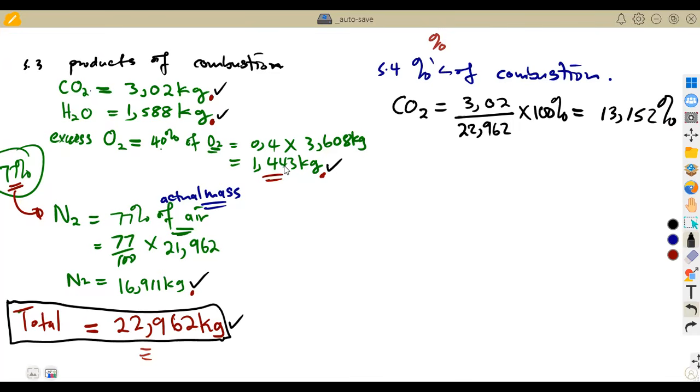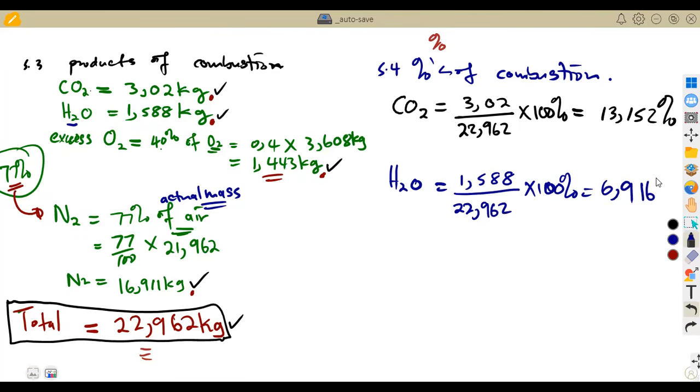So that is going to be 0.152%. We do the same thing for water in this case. So water, according to this part, it carries 1.588 kgs. So we are going to have 1.588 kgs out of the total of all the products, which is 22.962 times 100%. So we obtain the percentage of water in this case, which is 6.916%.